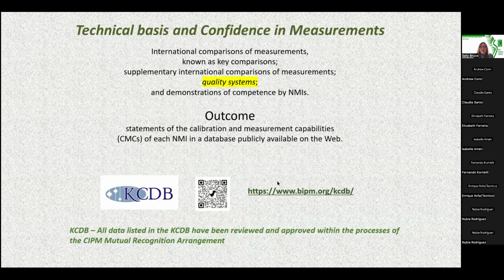The technical basis and confidence in the measurements are built on these underpinnings: international comparisons and measurements known as key comparisons, supplementary international comparisons, and quality systems as the demonstration of competence. The outcome is that the statements of calibration and measurement capabilities, CMCs, of each of the institutes are in a publicly available database made by the BIPM. I've added the hyperlink here and also a QR code. The assurance is that all the data in the database have been reviewed and approved within the processes of the CIPM-MRA arrangement.